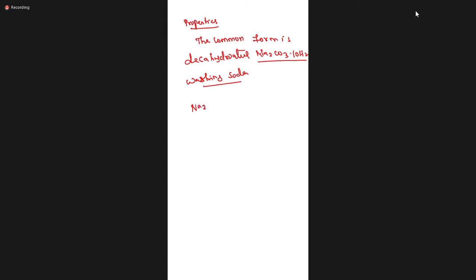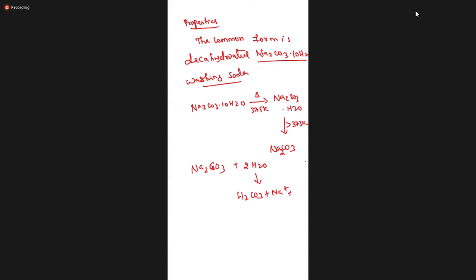On heating Na2CO3 dot 10H2O at 375 Kelvin will give rise to Na2CO3 dot H2O, sodium carbonate monohydrate. Further, at 373 Kelvin it will give rise to Na2CO3. Na2CO3 further reacts with water molecules to give H2CO3 plus Na plus OH minus.